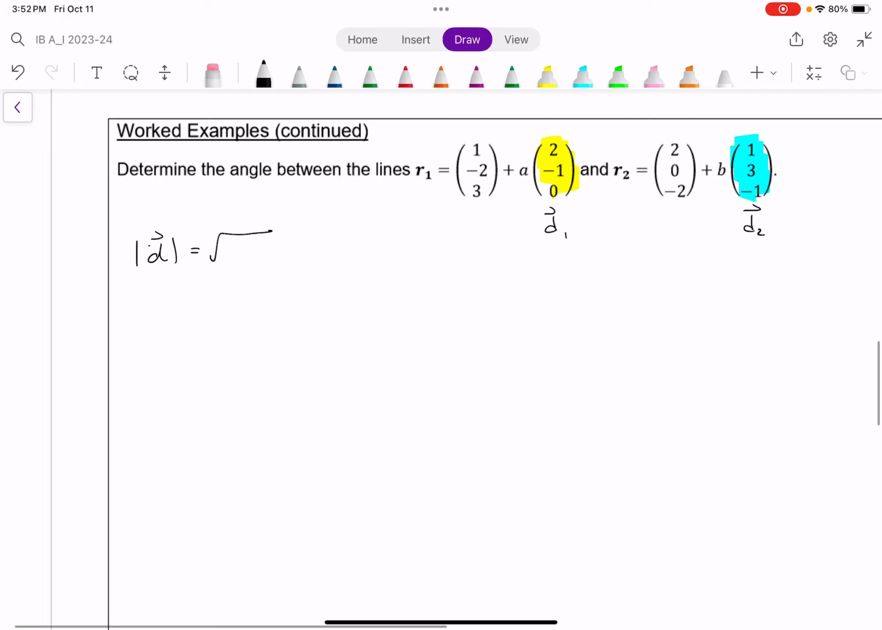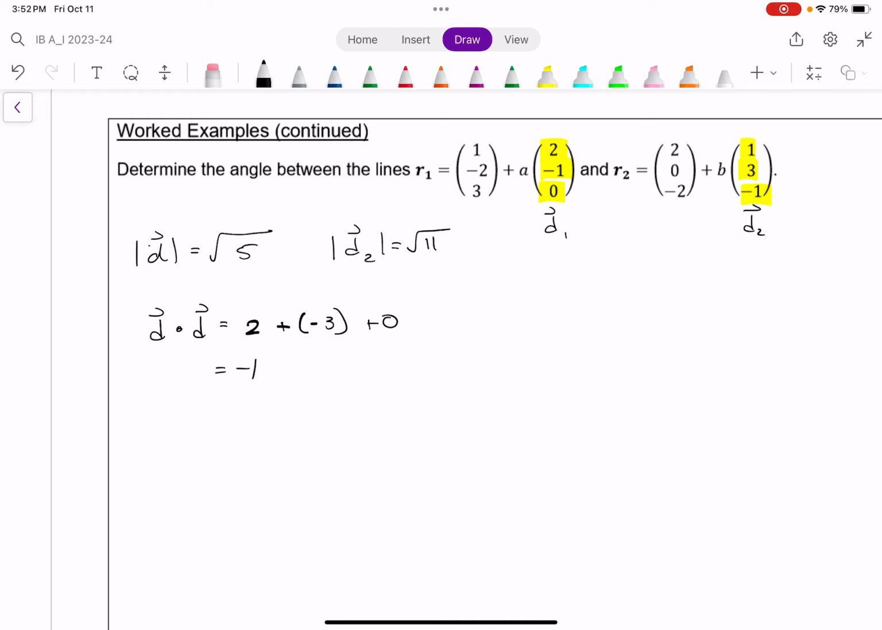And so the magnitude of D1 is the square root of 2 squared plus -1 squared plus 0 squared, which is √5. And the magnitude of direction vector 2 will be √11. I also need the dot product or the scalar product of these two. And so if I want to actually go this times this, I just need to now look at my elements in each of these. So again, like we did before, it's 2 times 1 plus -1 times 3 plus 0 times -1. So you get 2 plus -3 plus 0, which is just -1.